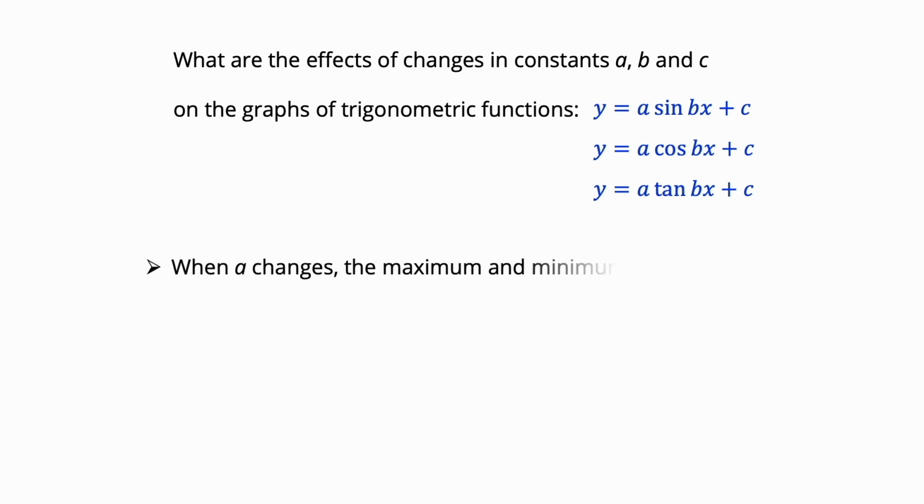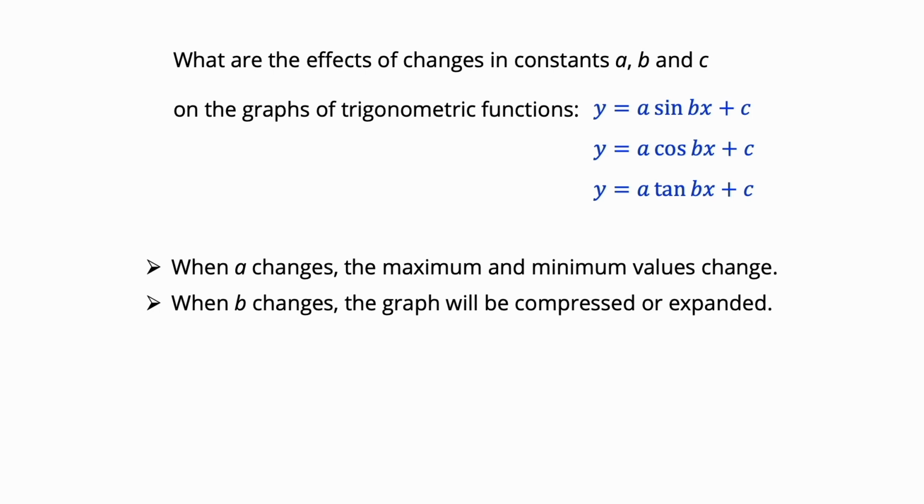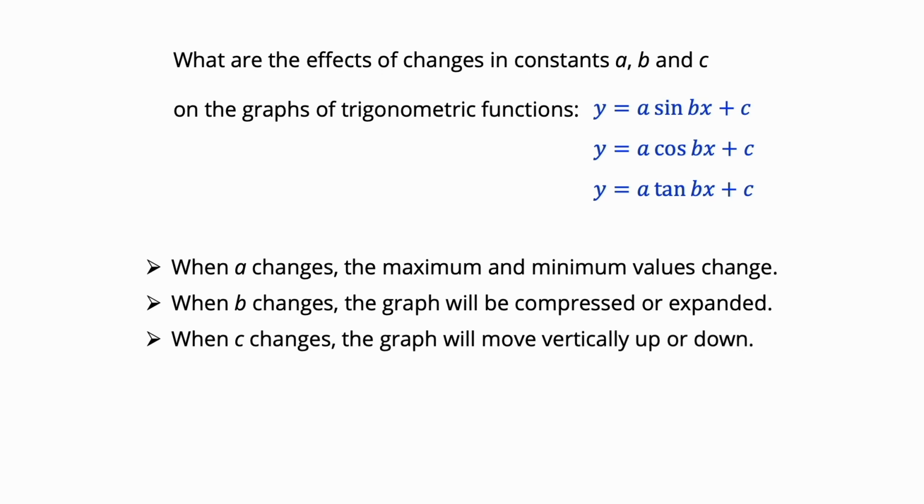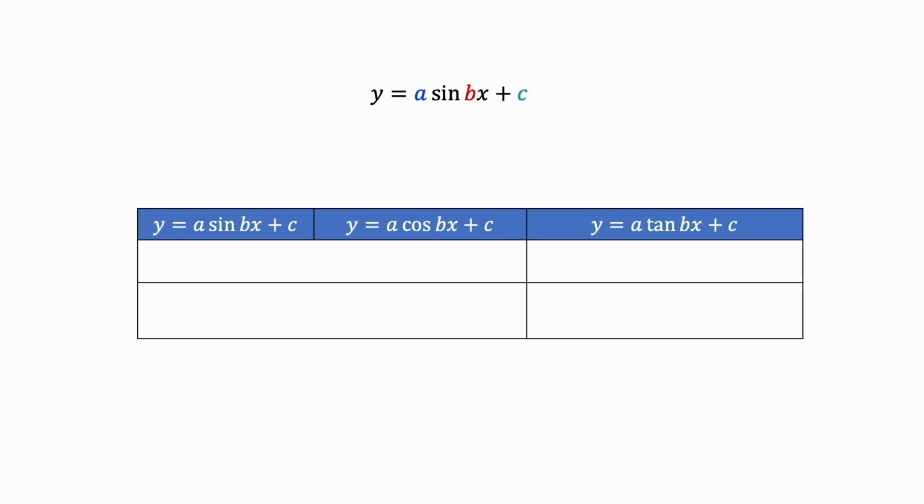A. When a changes, the maximum and minimum values change. B. When b changes, the graph will be compressed or expanded. C. When c changes, the graph will move vertically up or down. In a trigonometric function, the value of a affects the amplitude of the function. The value of b affects the period of the function, and the value of c affects the positions of the graph of the function. A is the amplitude of sine and cosine function.